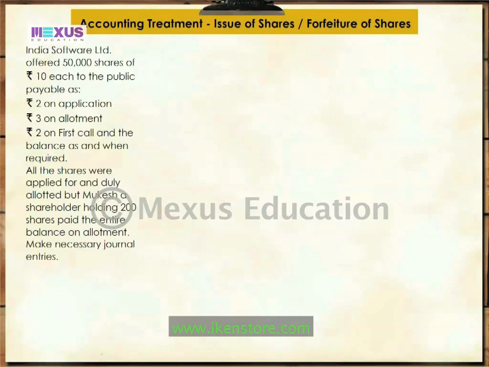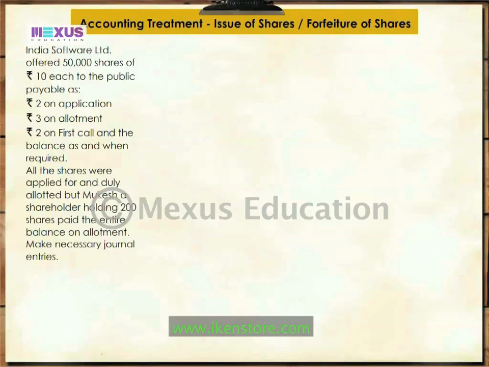India Software Limited offered 50,000 shares of 10 rupees each to the public, payable as 2 rupees on application, 3 rupees on allotment, 2 rupees on first call, and the balance as and when required. All the shares were applied for and duly allotted.